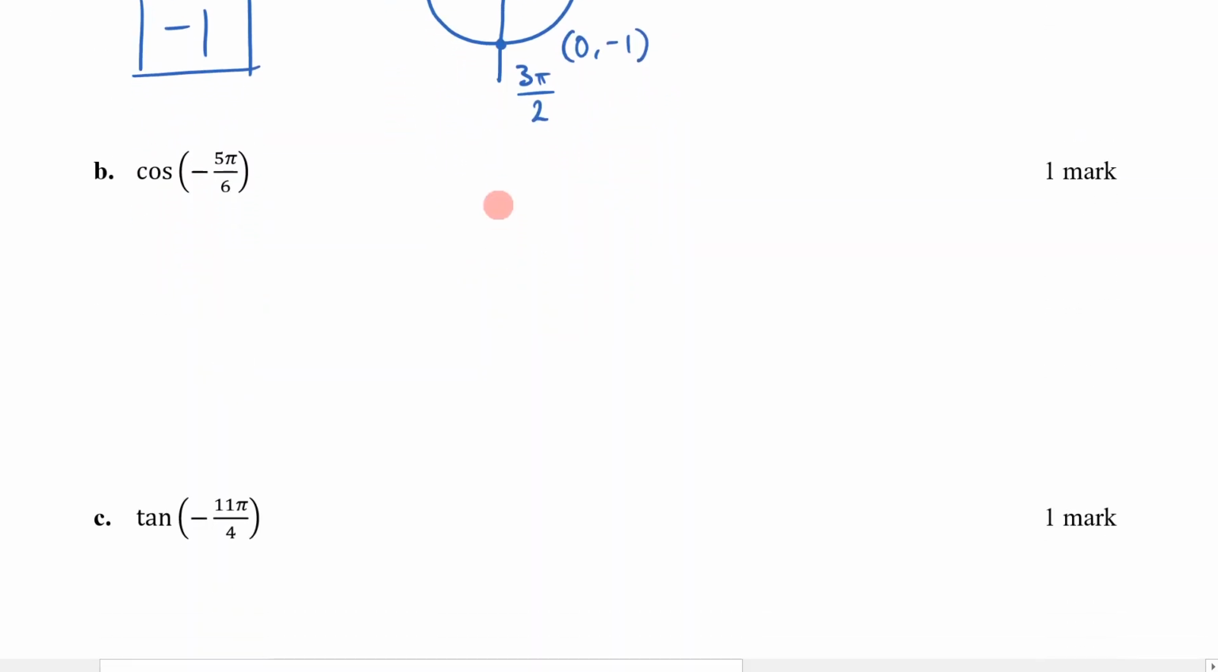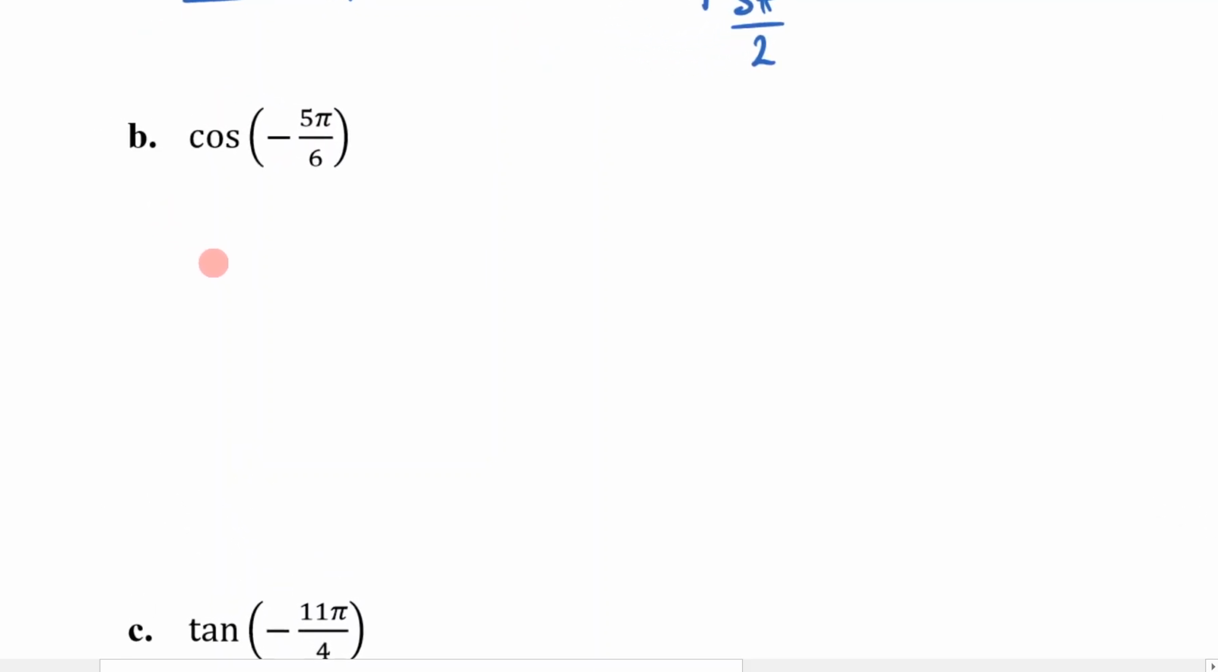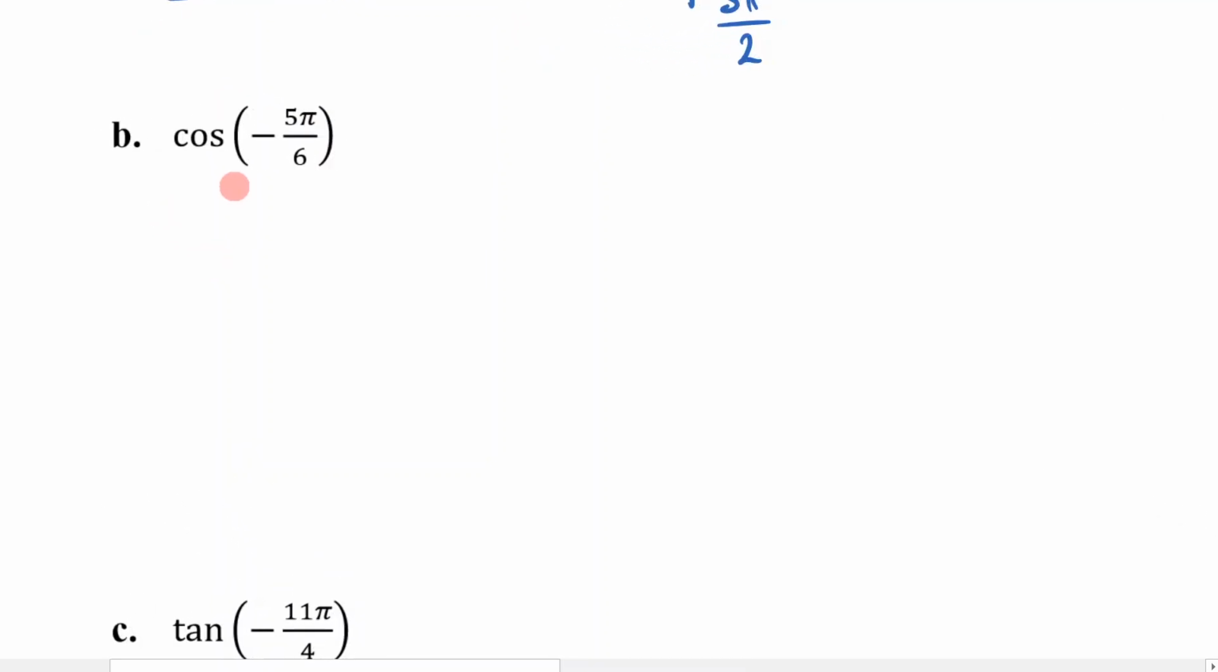As we now come to our next one, we have cos of -5 pi on 6. Now, the important thing that you need to be able to do here is recognize that when you have cos of a negative angle, it's just going to be cos of 5 pi on 6. So cos of a negative angle, you just ignore the negative. That's really important here. Then once you've done that, you could then come and say, hey, my reference angle here is going to be pi on 6.